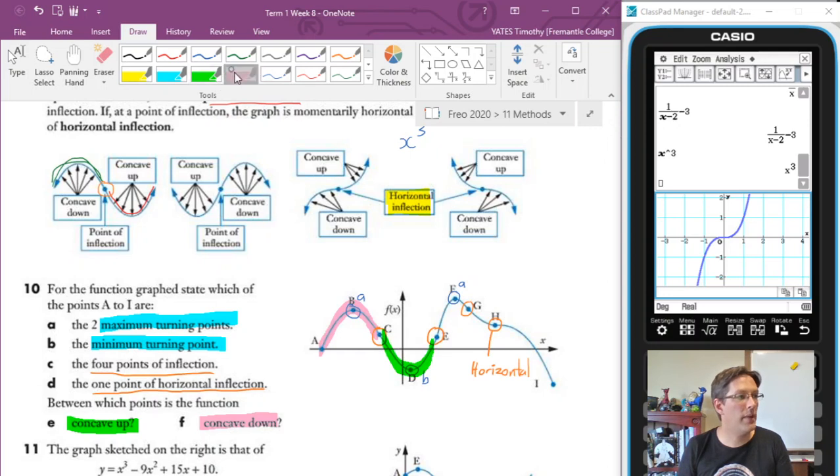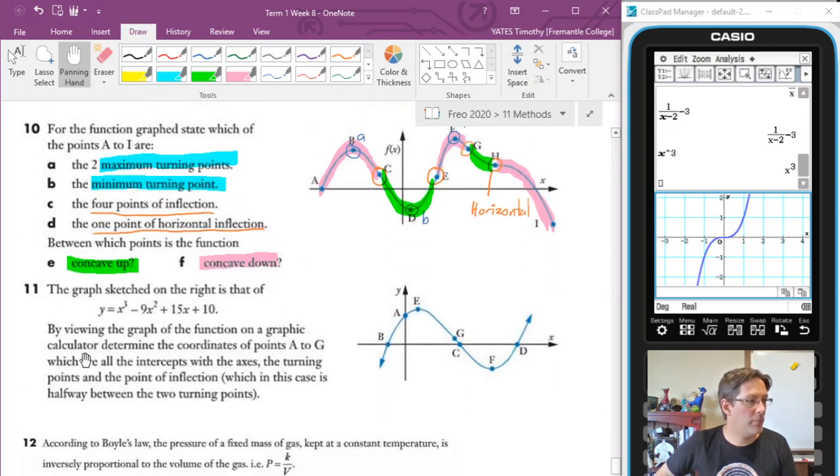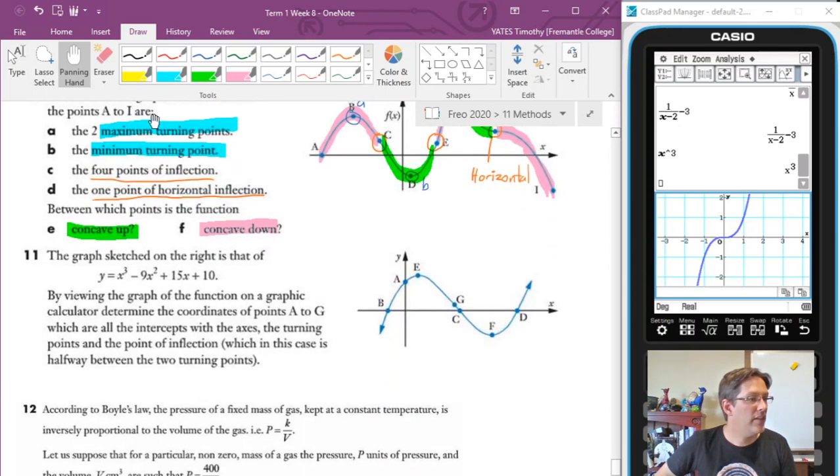Then it changes back again into concave down. And then very briefly, even though it doesn't actually get to a turning point, it does turn to concave up again, and then it goes back down to concave down. So that's the one we've got there, and that's how we can define what we've got there. So you're welcome to practice some of these.